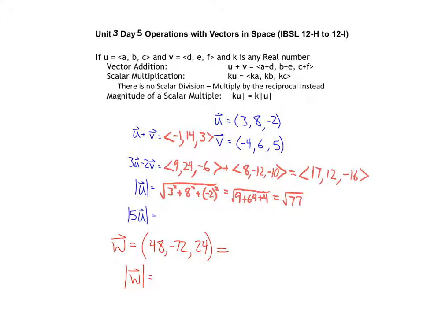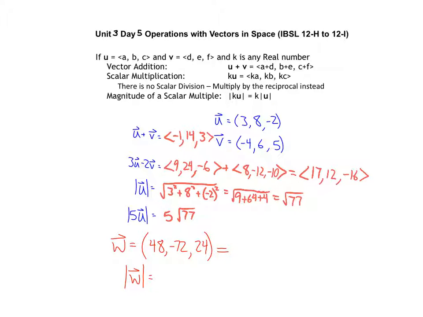So then what would the magnitude of 5u equal? 3 times 5, 15 squared, right? Oh wait, actually no, is it 5 root 7? Yeah, just do times 5. 5 times radical 77. Yeah. There you go. That's it. Okay?